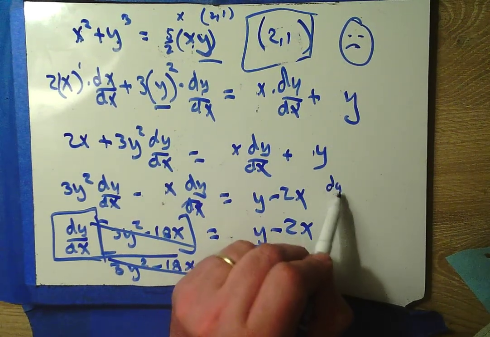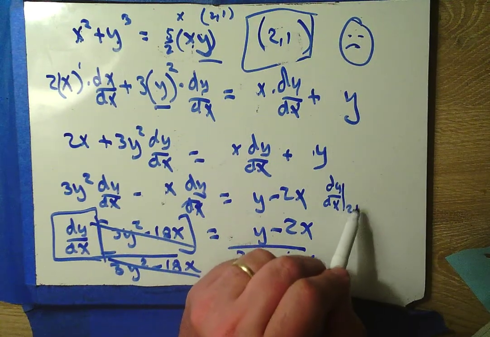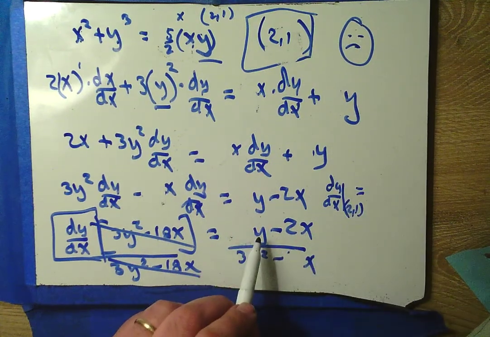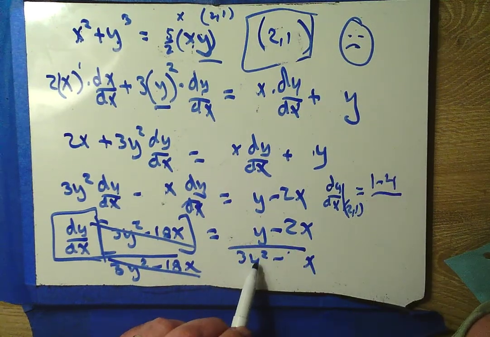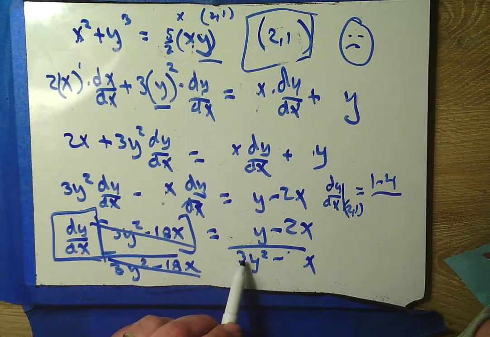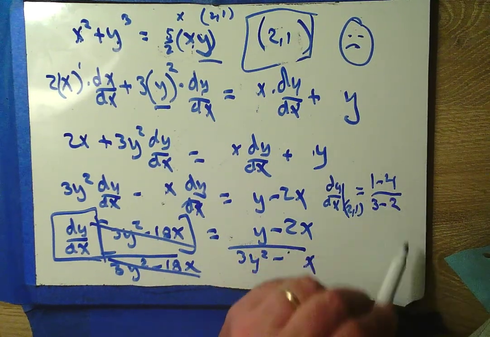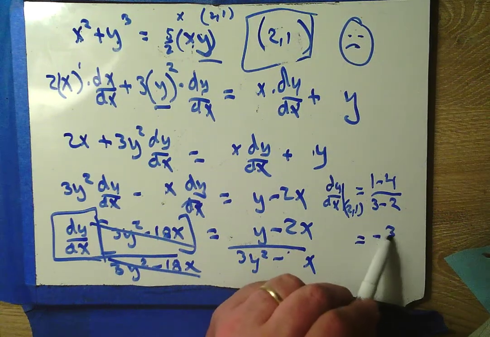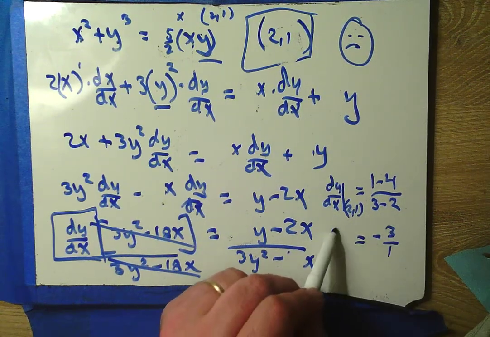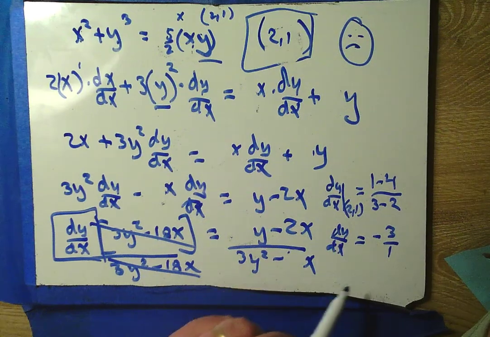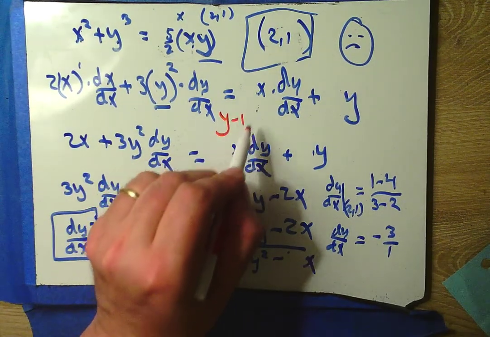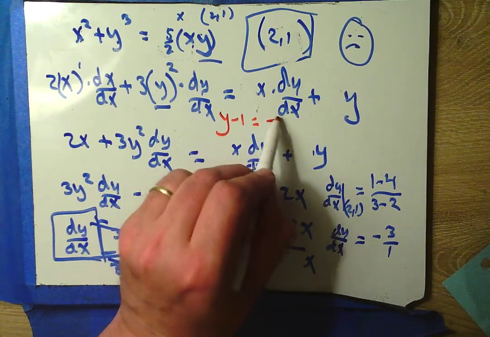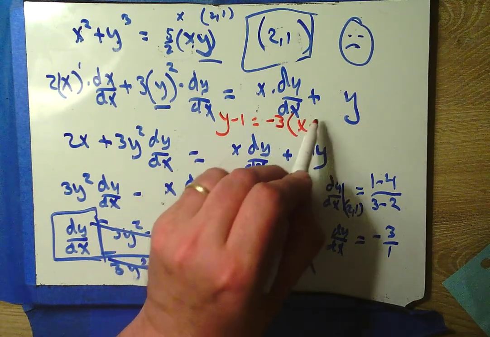So we're evaluating dy/dx at (2, 1). If I plug in my 1 and my 2, I get 1 minus 4 on top. And if I plug in my 1, I get 1 squared times 3 is 3, minus 2 on the bottom, or negative 3 over 1. So I know that dy/dx at this point is negative 3. And therefore, the tangent line equation shouldn't be so terrible for us to write. It's going to be y minus 1 equals negative 3 times (x minus 2).